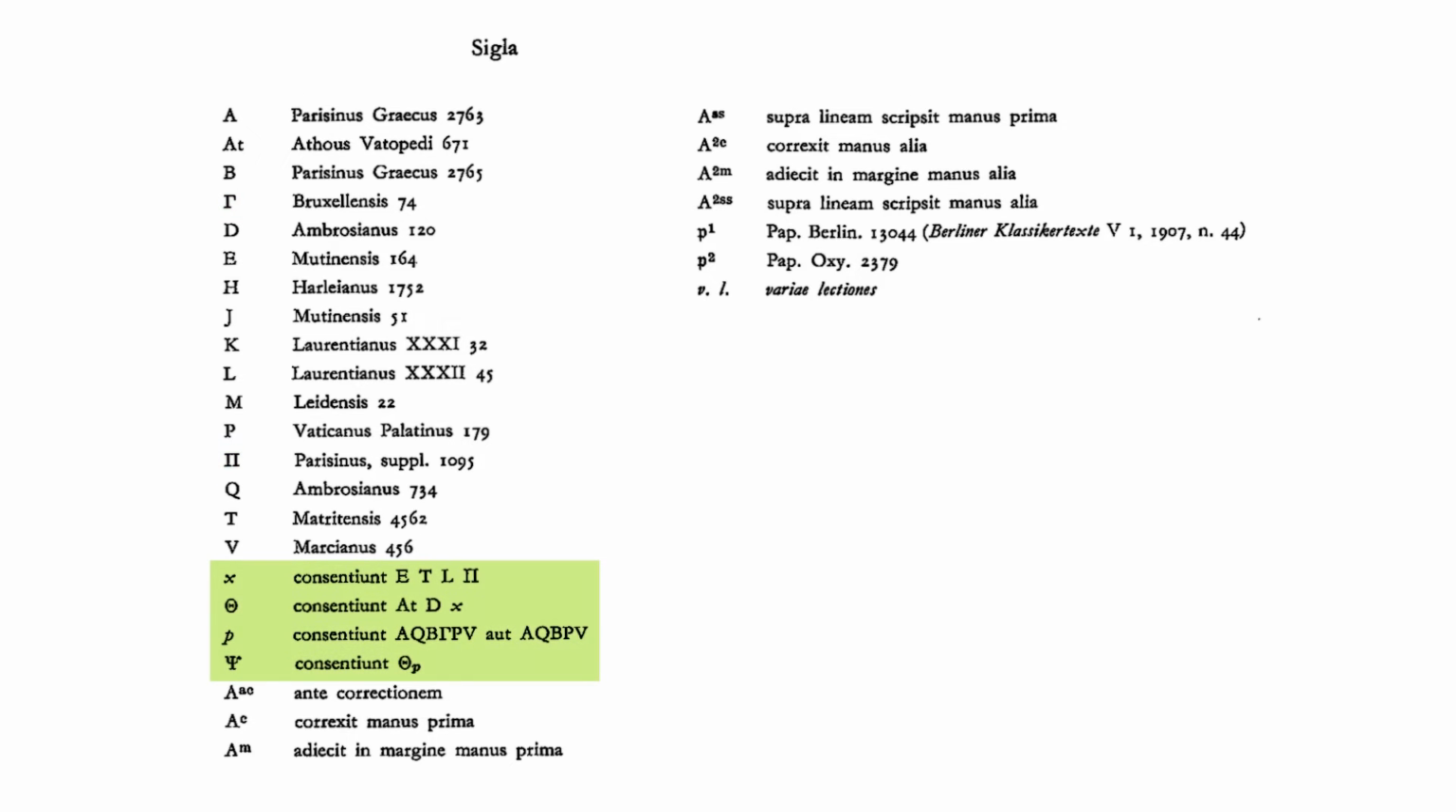We get 4 abbreviations referring to groups of manuscripts. Notice that 2 of these groups include other groups. Theta includes readings in X, Psi includes readings in P and Theta, which also includes X. And if you work through the list, you'll find that Psi actually means all manuscripts except H, J, K, and M. We've also got a whole bunch of ways to indicate corrections written into manuscripts. And we've got 2 ancient papyri.